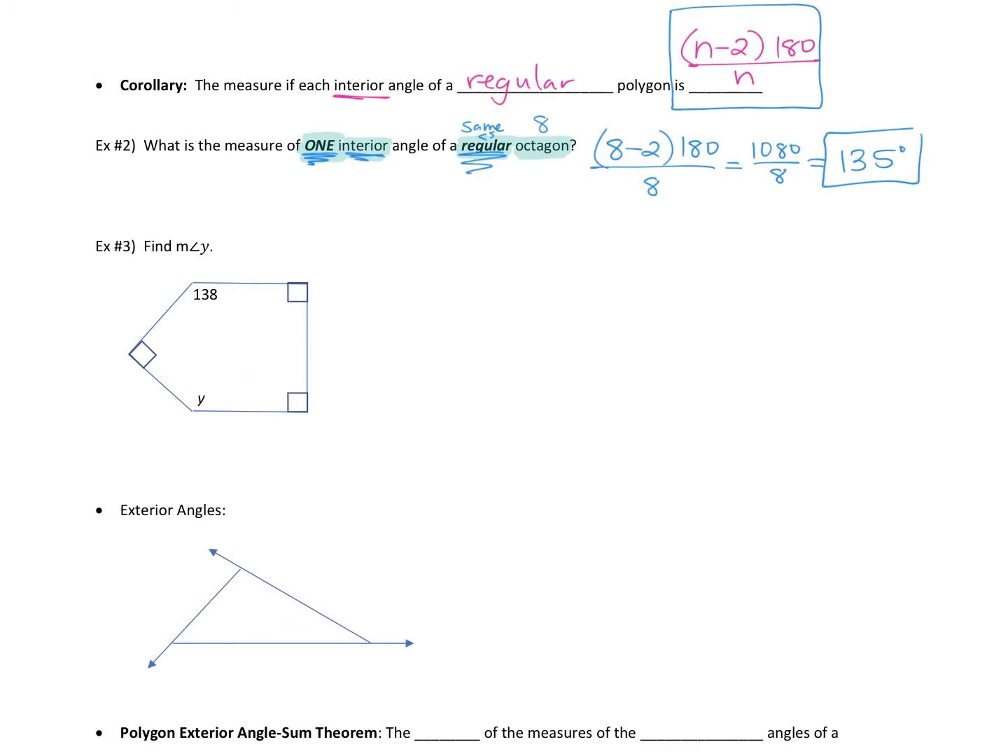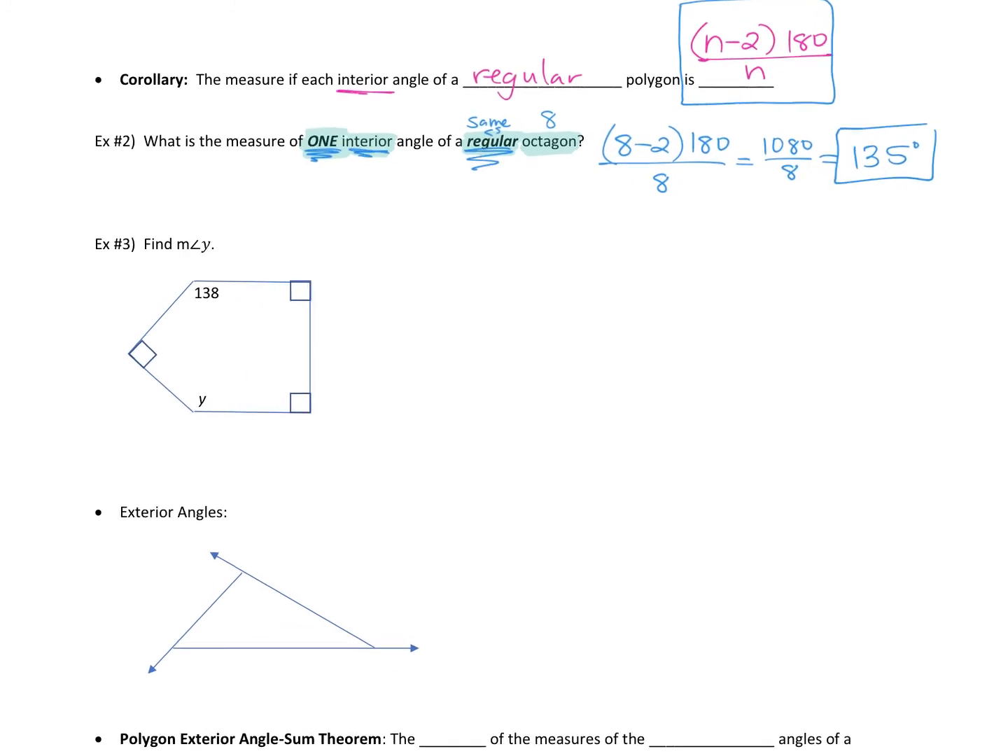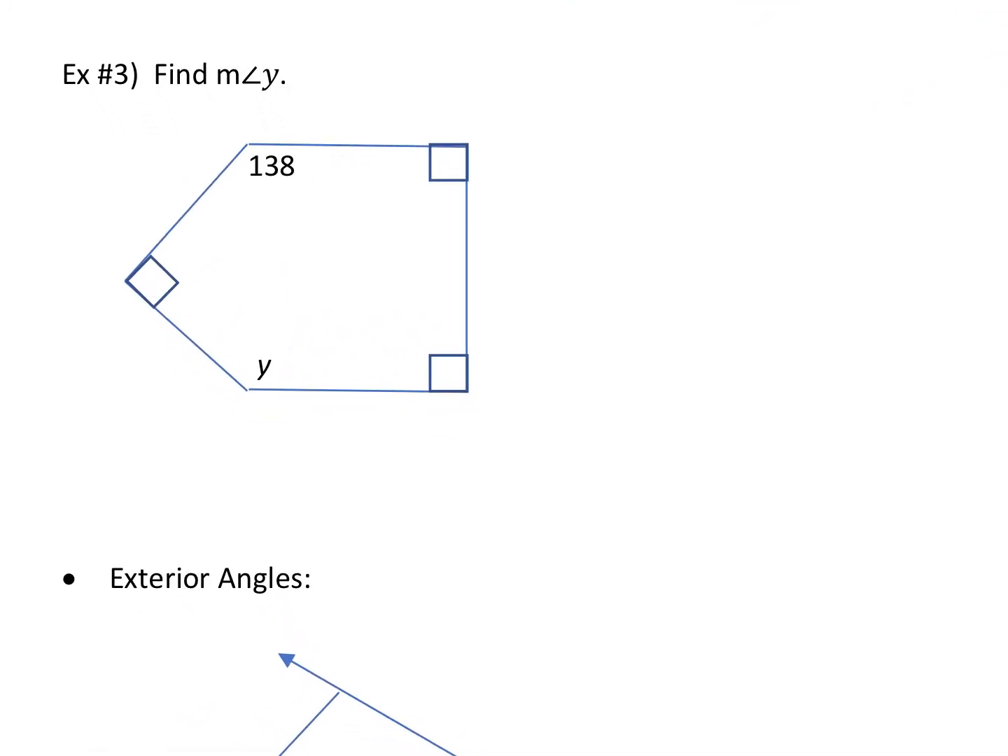Okay. Example 3. Now this one has far less information. All it says is find the measure of angle Y. Is that a regular polygon? No. How do you know it's not regular? There are different side lengths and there are different angle measures, right? Okay, so think through what you've learned thus far. Polygon Angle Sum theorem, how to find the measure of 1 if it's regular. What would you do to figure out Y?